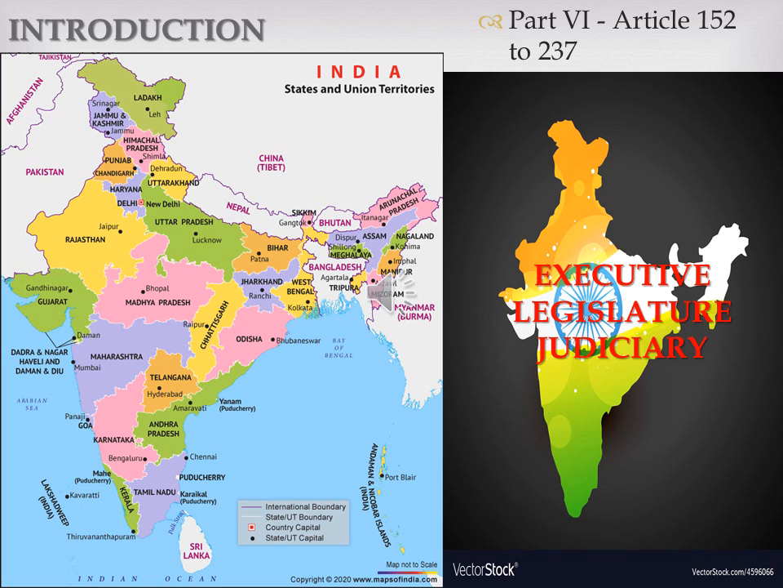Executive, legislature, then judiciary. Our constitution wanted a federal form of government so that the administrative power was divided between the union and the state. Now there are 28 states and 9 union territories and one national capital territory. Our constitution contains provisions for the governance of both the union and the state. It lays down a uniform structure for the state government in part 6 of the constitution, from article 152 to 237, applicable to all the states. The structure of the state government is like that of the central government, consisting of 3 branches, 3 organs: legislative, executive, then judiciary.